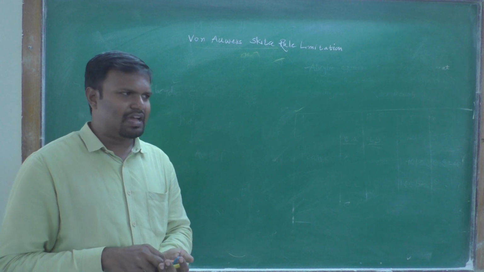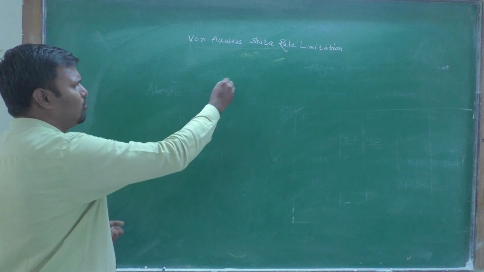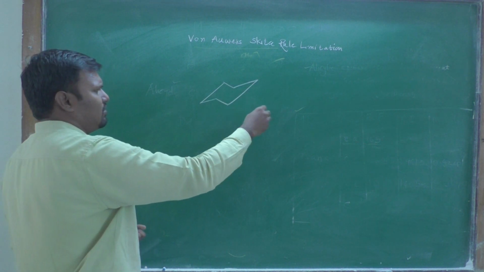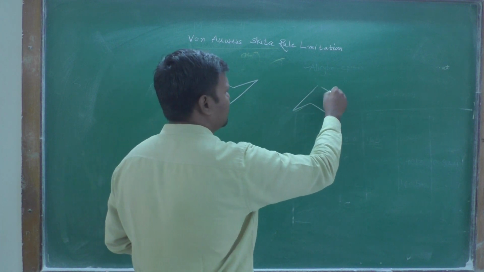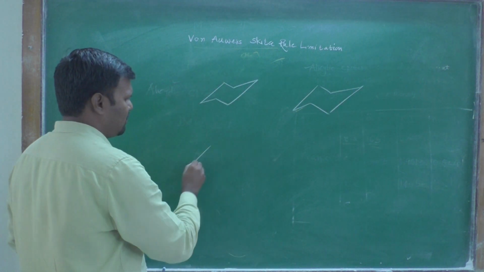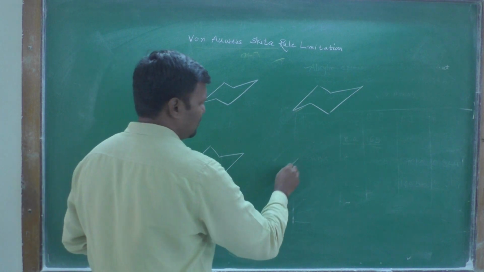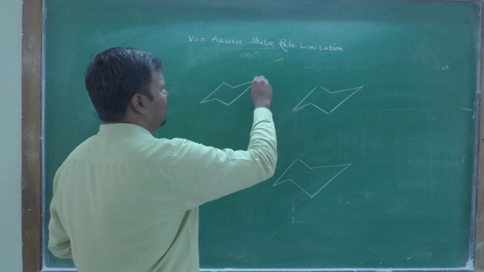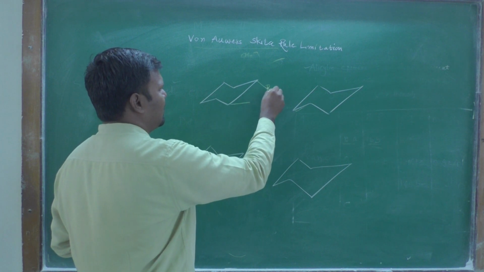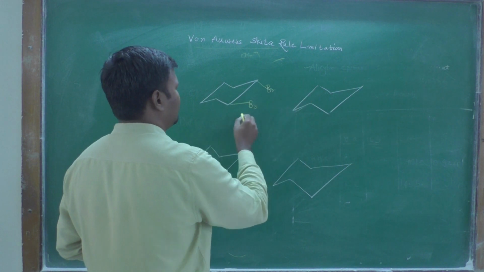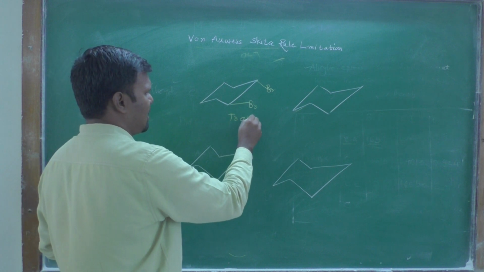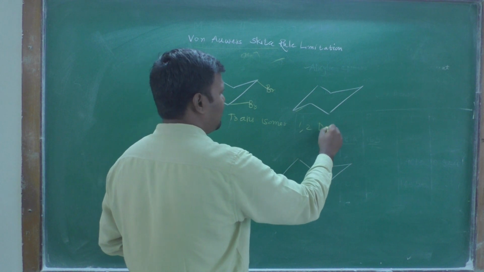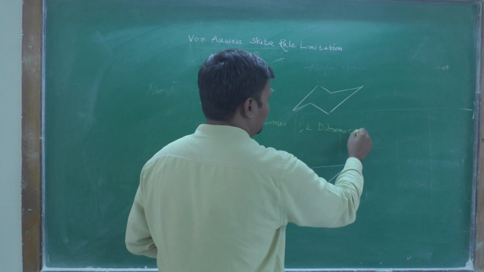Suppose we have a dibromocyclohexane compound, 1,2-dibromocyclohexane. This is one cyclohexane, and it shows four isomers. First is the one with equatorial bromine groups. This is a trans isomer of 1,2-dibromocyclohexane.